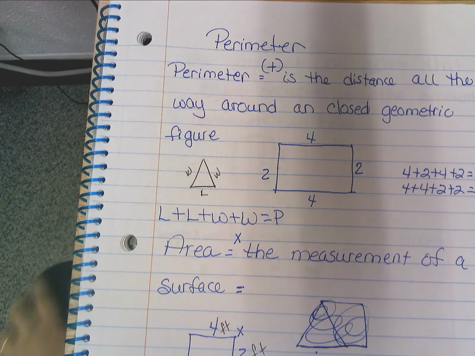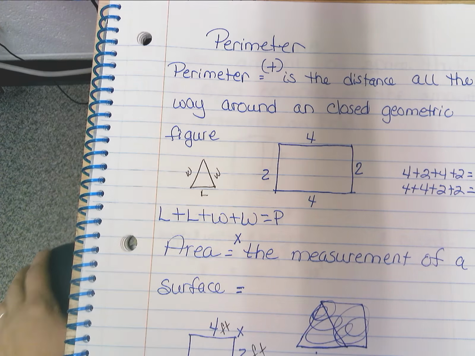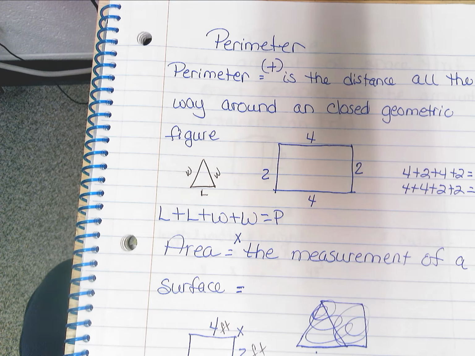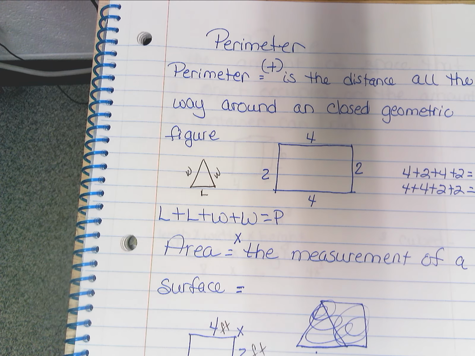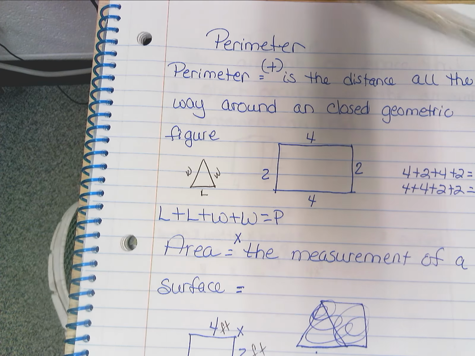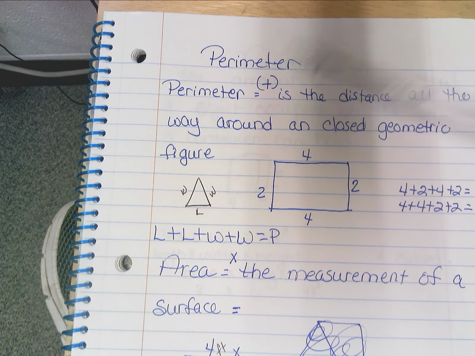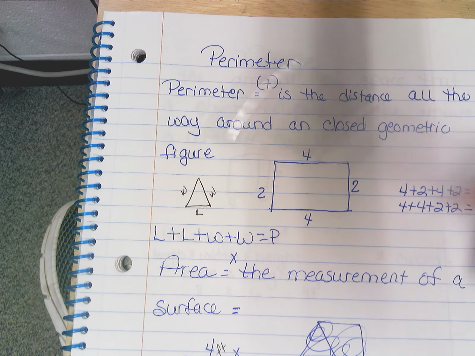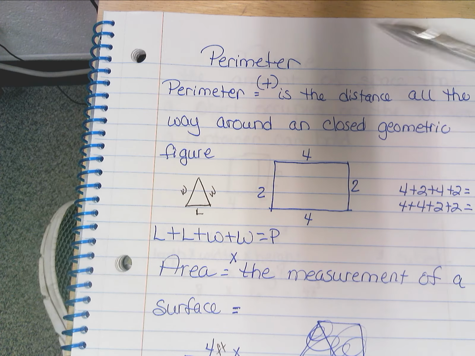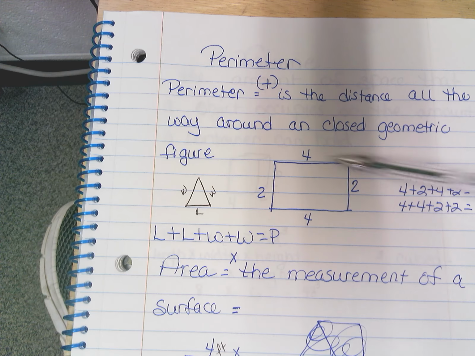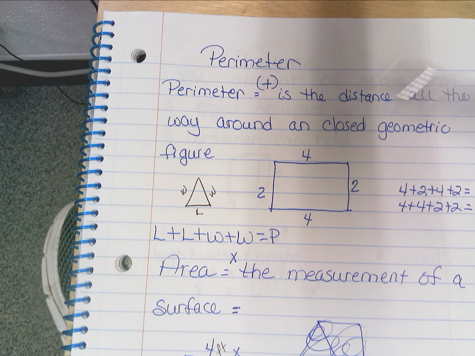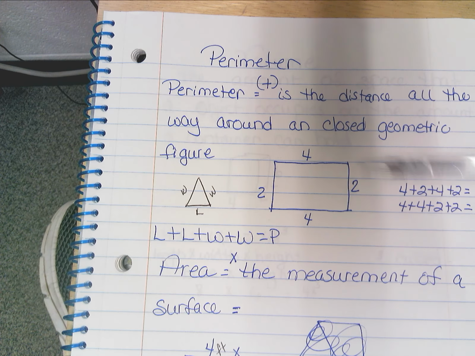Okay, now that we're good with multiplying, we are going to work on perimeter, because perimeter, area, and volume go right next to it. So perimeter is adding. It is the distance all the way around a closed geometric figure. It's like if there's a fence here and you had to walk all the way around it. That's how you would figure out the perimeter, all the way around the outside.